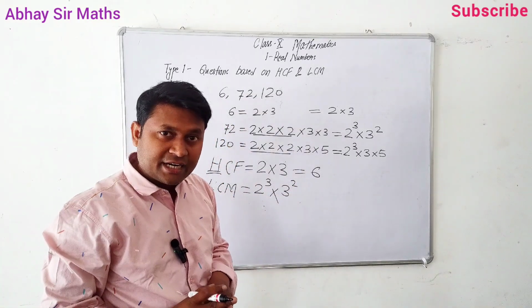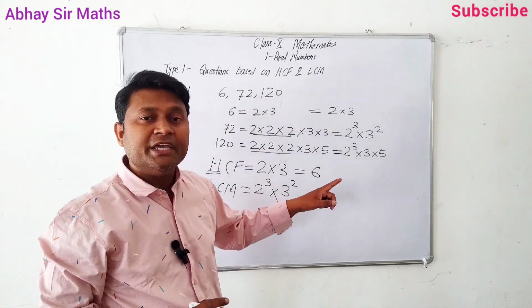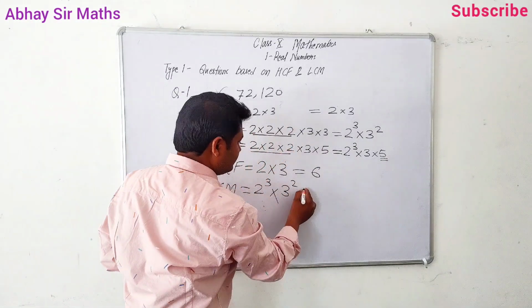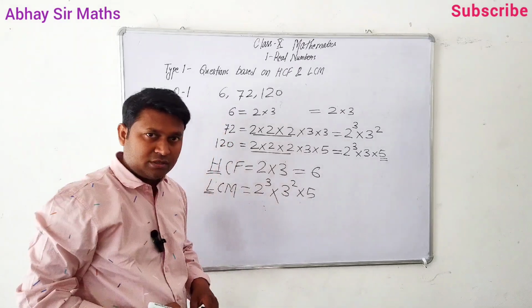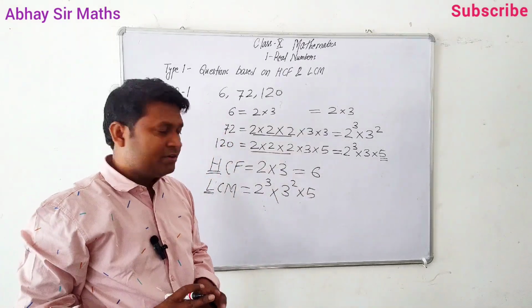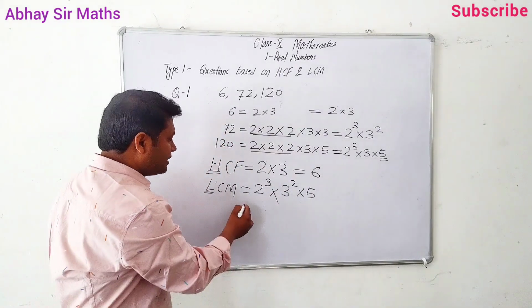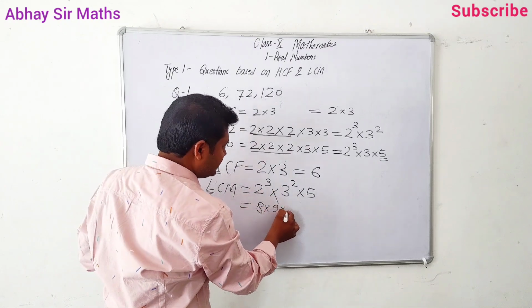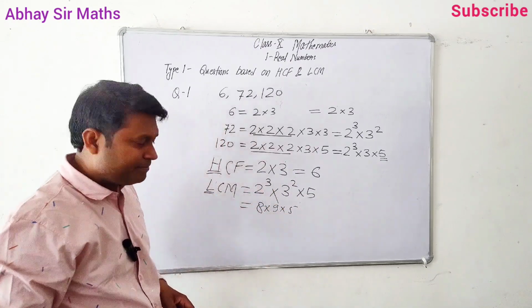Now after writing that, we will write the remaining factors. So only remaining factor is 5. Now multiply and you will get your answer. 2 cube is 8, 3 square is 9, and next one is 5.